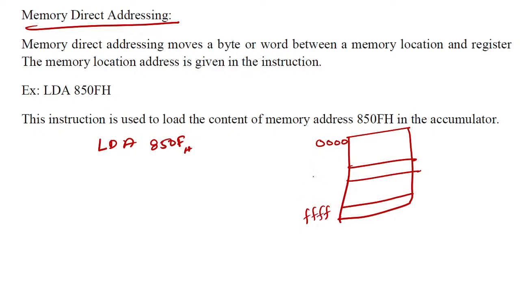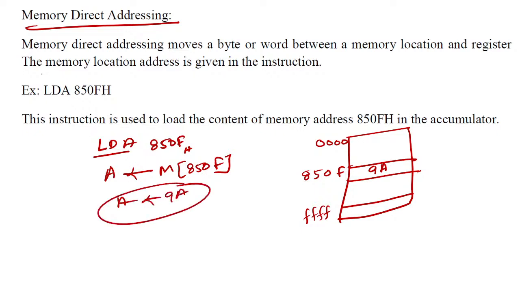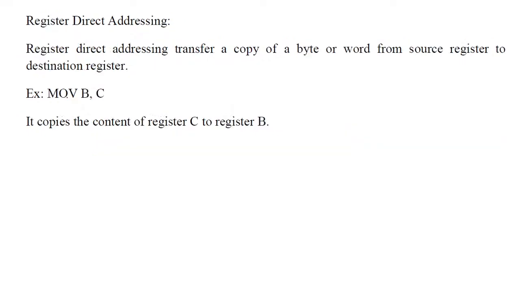So we have some address 850F in the memory. At this particular location we have some data, let us say some value 9A. This means that we want to load the accumulator. LDA means load accumulator with the value stored at the location 850F in the memory. That means the value 9A will be loaded to the accumulator. So in the absolute addressing mode or direct addressing mode, the direct address of the operand will be given in the instruction.